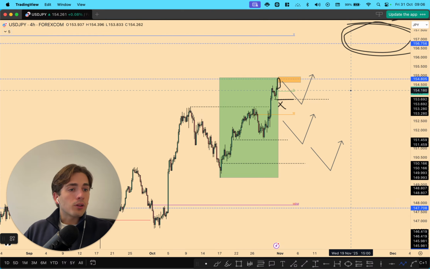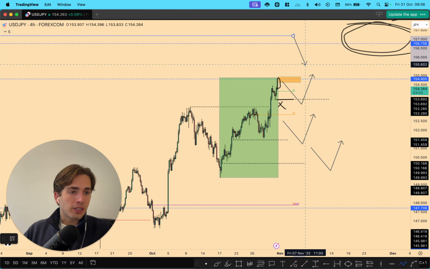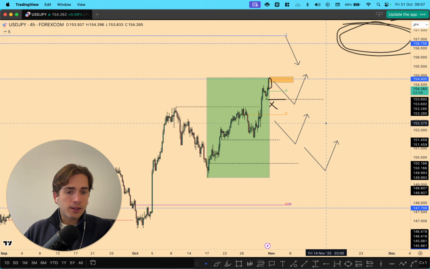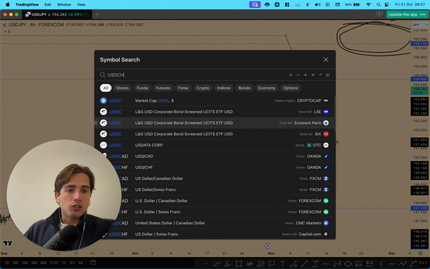Or if I'm going to be taking a short, then I'll be looking for a short from the yearly open and from that liquidity high. So these are the positions laid out for UJ that could be playing out in the near future. And then we have USDCHF.